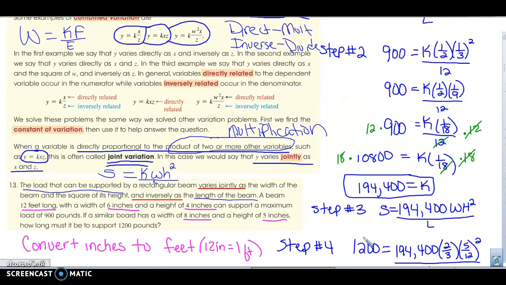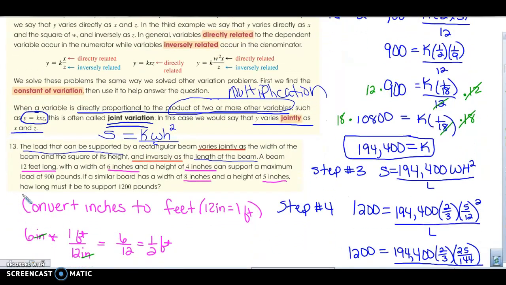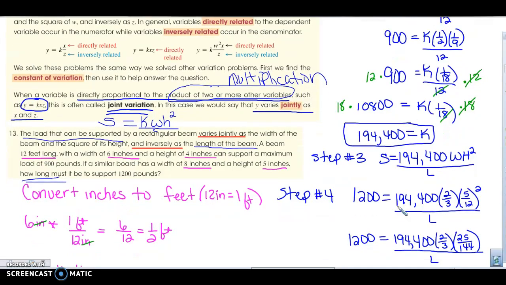Then we now solve the rest of the problem. It says that we have a similar board with a width of 8 inches. So the width, remember, 8 was 2/3 of a foot. Height 5 inches, so 5/12 of a foot. Remember to square that. And we're looking for how long it is, okay? And it can support 1,200 pounds. So we need to know how long does the board need to be to support 1,200 pounds. This is important to whoever's going to be using this board to support them.